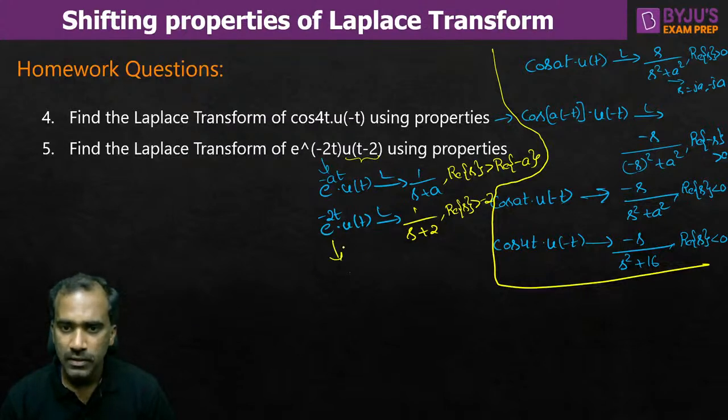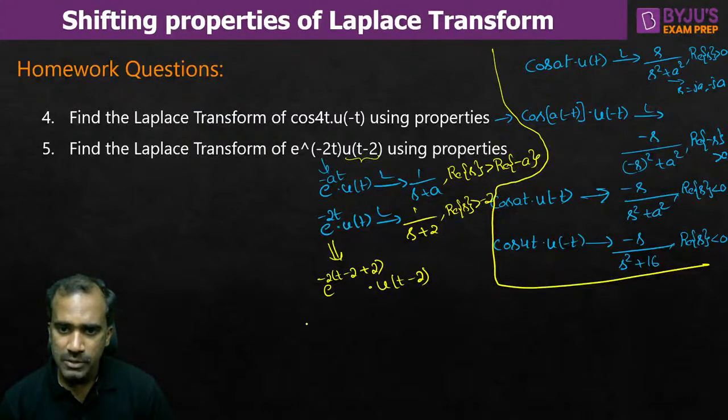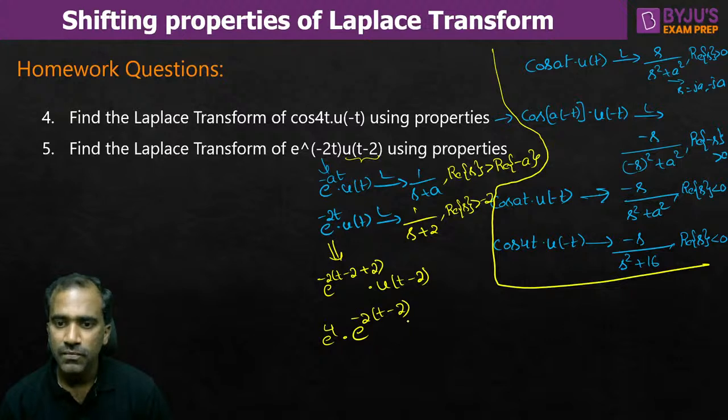So this one, let's modify it a little bit. E power minus 2 into t minus 2 plus 2 into u of t minus 2, because they're asking about this function. To get this function, I'm adjusting it a little bit. This plus 2 is not required here. Let's put it outside: this plus 2 into minus 2 is plus 4. E power plus 4 outside into e power minus 2 into t minus 2 into u of t minus 2.